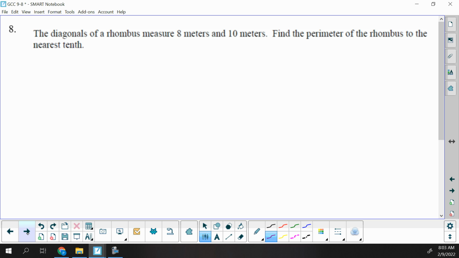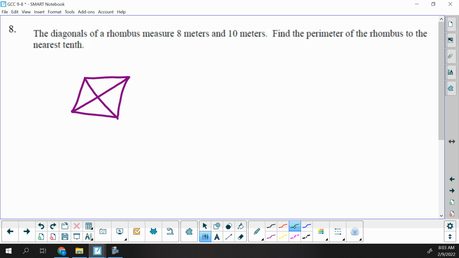All right, moving to 8. The diagonals of a rhombus measure 8 and 10. We don't have a picture, so let's go ahead and draw that. So here's our rhombus. I'm going to draw in my diagonals.